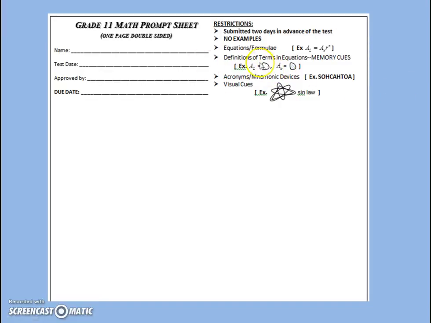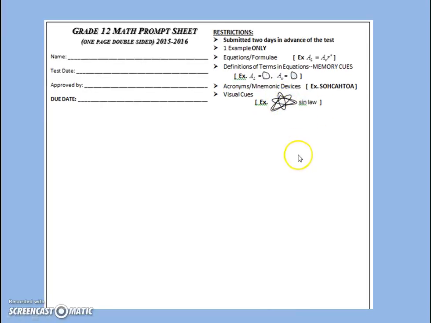So those pictures tend to help us understand what the variables mean. Acronyms and mnemonics, always allowable. SOHCAHTOA is a good one to remember trigonometry. And then again, visual cues. Sine law here, this is quite a big help because it helps you understand the relationships.